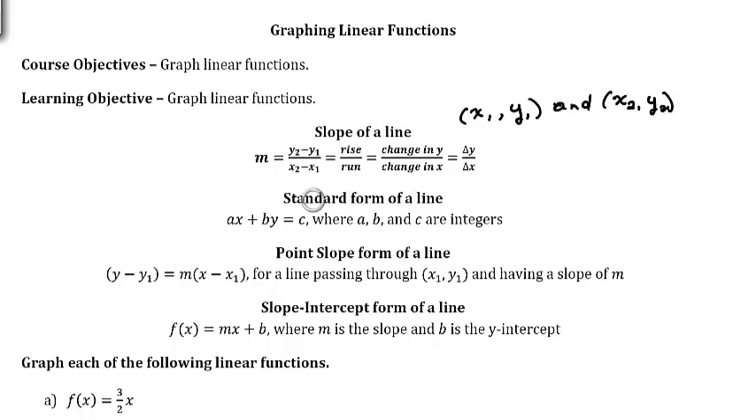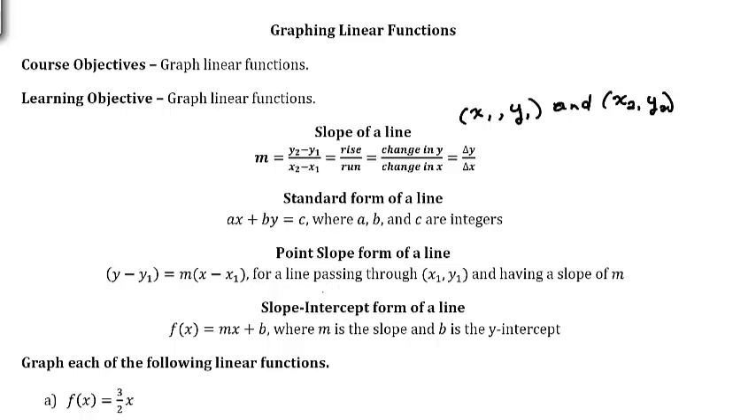Standard form of a line we're not going to see in this video, but I just wanted you to see it. It's ax plus by equals c, where a, b, and c are all integers. So a, b, and c have to be nice, pretty numbers with no fractions, and x and y are on one side and the plain old number on the other side. Point slope form, we're also not going to get into in this video, so we're just going to skip over that one for right now.